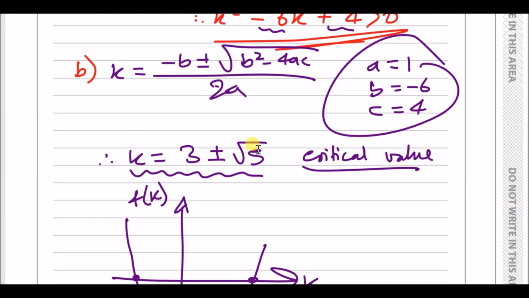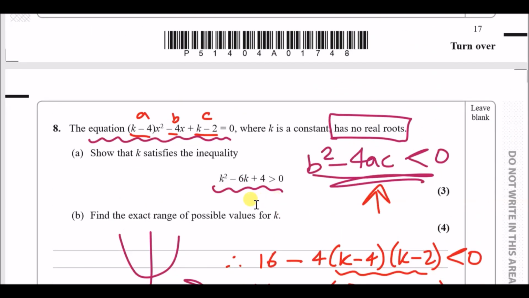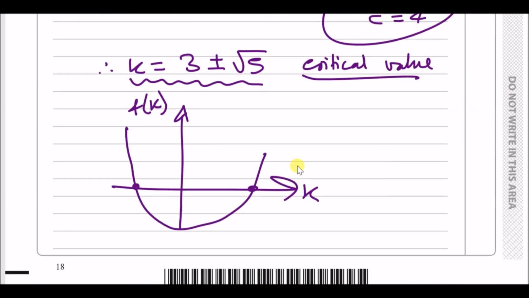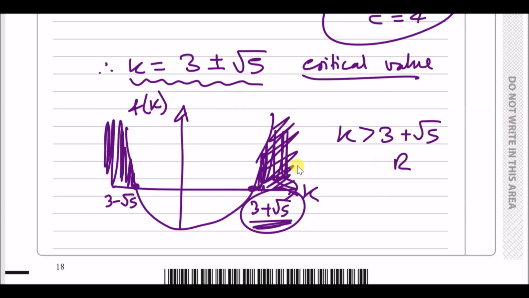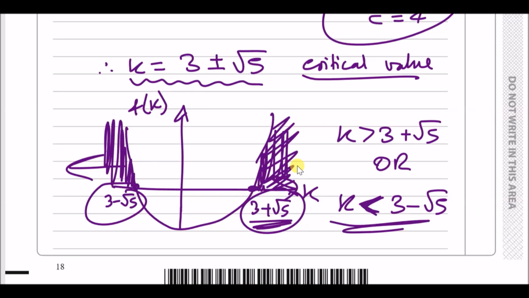Now, what do we know about the expression? Because we know that the expression is greater than 0, this means that it has to be above the x-axis. So the line goes above the axis at these points. And just remember, this is 3 plus root 5, and this is 3 minus root 5. So therefore, we could say that the possible range of values of k is going to be greater than this quantity. So k would be greater than 3 plus root 5, or k is going to be on this side, less than 3 minus root 5. And that's it, guys. This would be number 8 done.